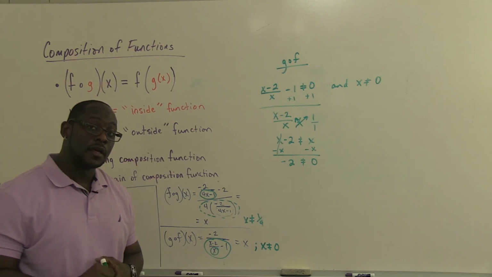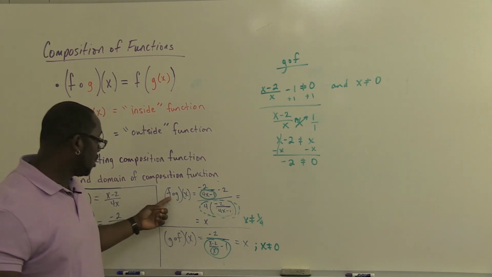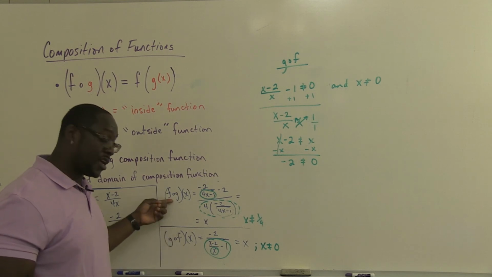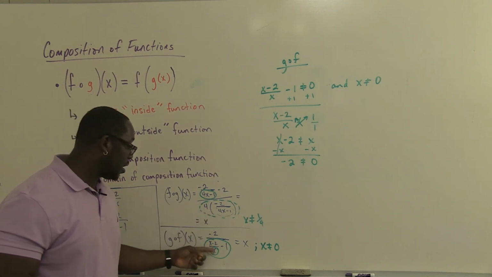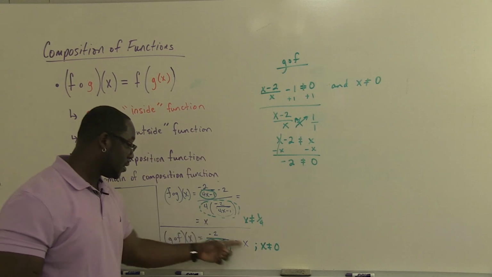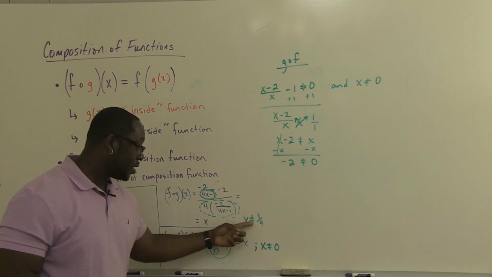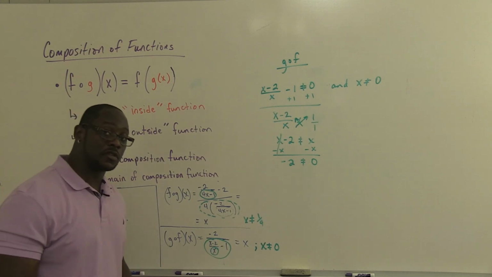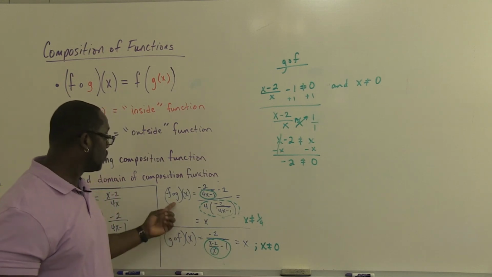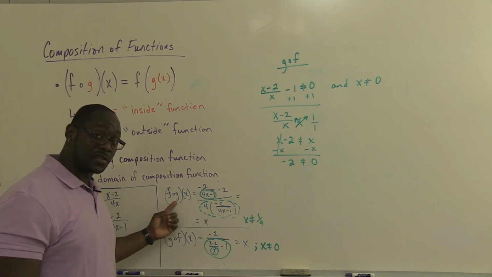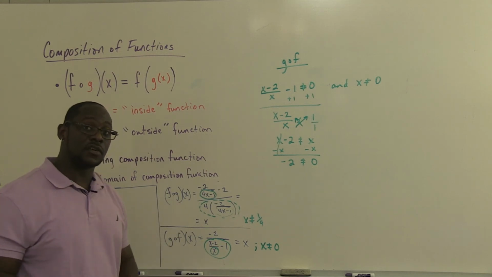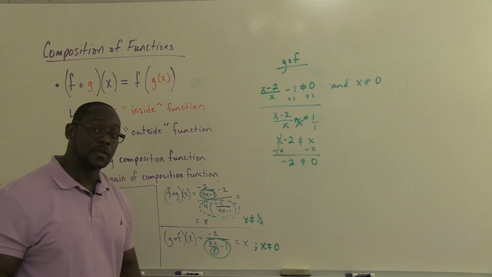Okay? So now we see that g of f of x and f of g of x, they appear to be the same by both of them equaling x, but you see their domains are different. And so what I'm going to do to conclude this particular lesson is to draw you what f of g of x looks like and what g of f of x looks like so that you can see that the functions are indeed different. Okay?